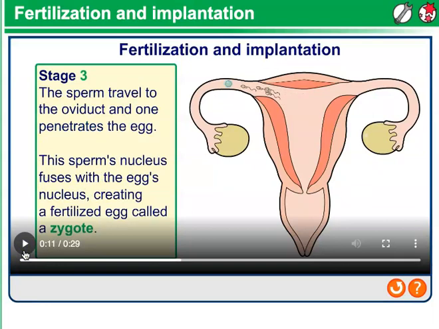In stage 3, the sperm travel to the oviduct and one penetrates the egg. This sperm's nucleus fuses with the egg's nucleus, creating a fertilized egg cell. This is called a zygote.